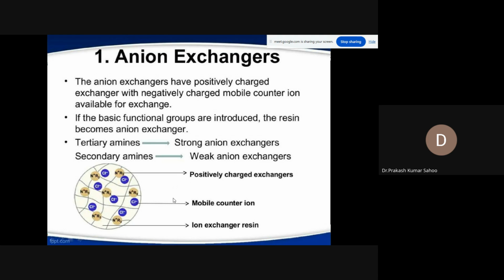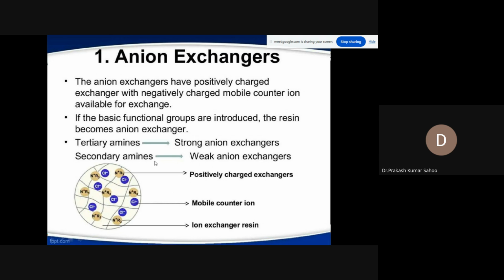Okay, if basic functional groups are introduced, then the resin becomes an anion exchanger. The tertiary amine is a strong anion exchanger. Secondary amine is a weak anion exchanger. So tertiary amine may donate the lone pair of electrons of the nitrogen. That means tertiary amines have a highly positive plus I effect. So these are strong ion exchangers.